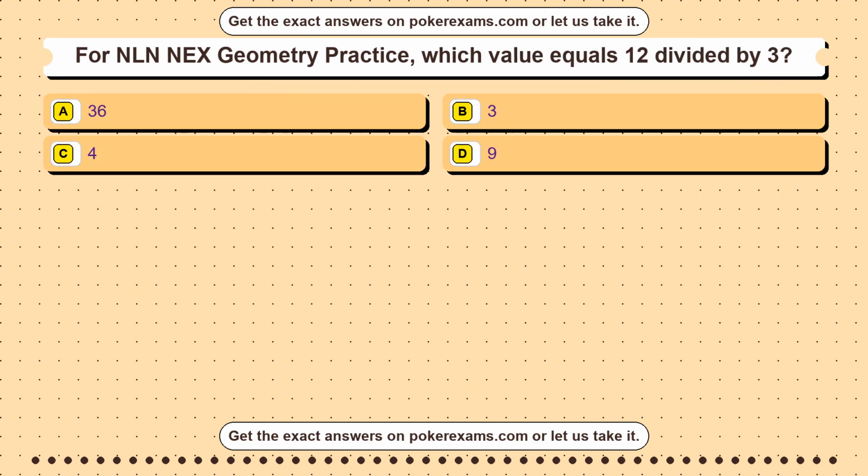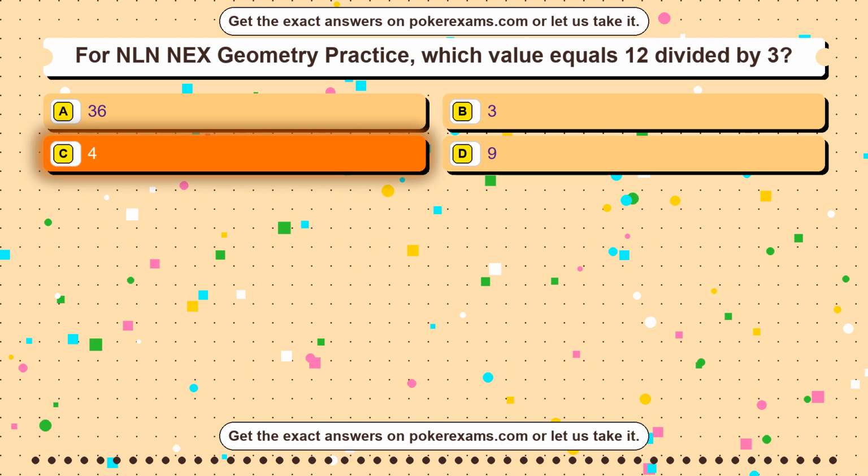Question 32. For Get Geography Practice, which graph is best for showing change over time? Option A, Venn diagram. Option B, line graph. Option C, pie chart. Option D, map. The correct answer is option C.